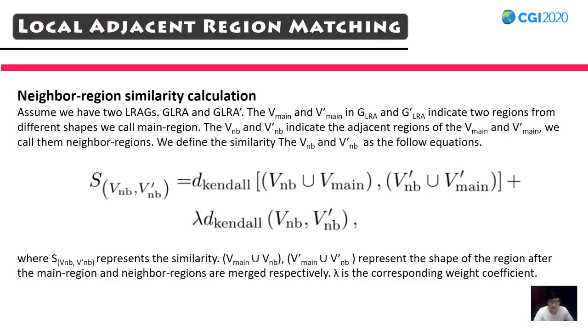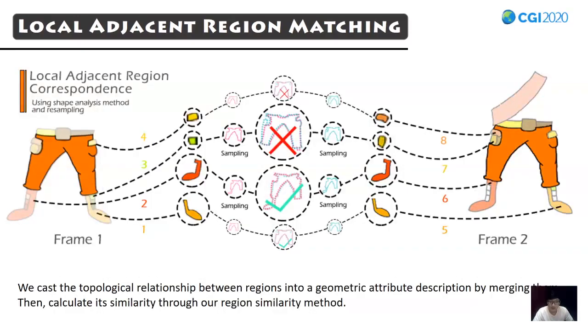Lambda is the corresponding weight coefficient. As this figure shows, assume the two pens have been matched. If we want to get the similarity of the orange shoes, we need to merge the pens and the shoes first and then calculate the similarity using the Kendall model.